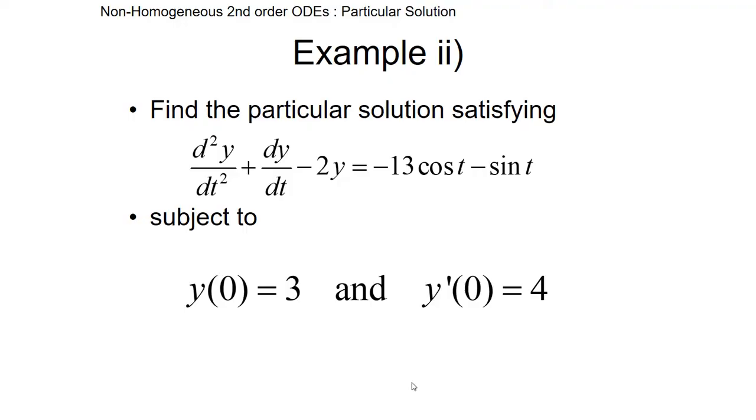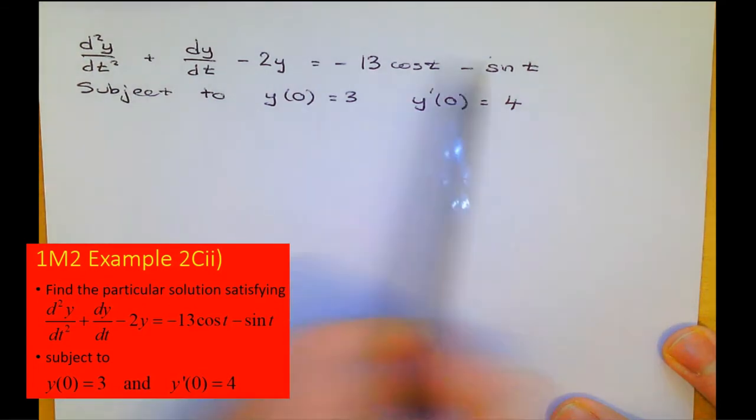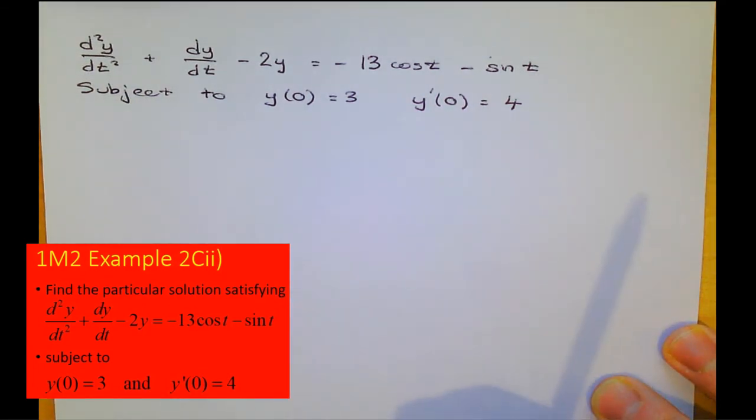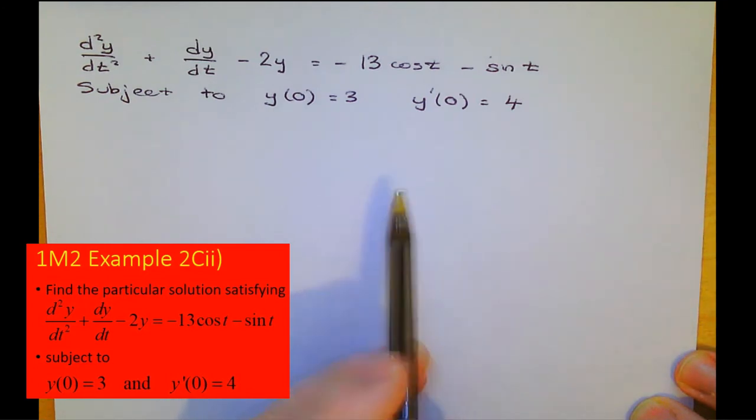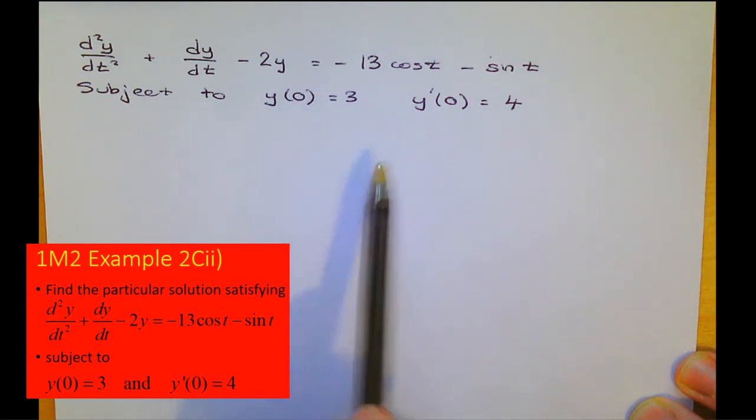Let's have a look at another example here. Now this time we're not given the general solution. We'll have to find the general solution as part of our procedure. Again, y is a function of t, trig terms, and two conditions. Once more, one on the function, one on the derivative. So our equation here, along with the conditions. We need to start from the beginning, that is, find the general solution.